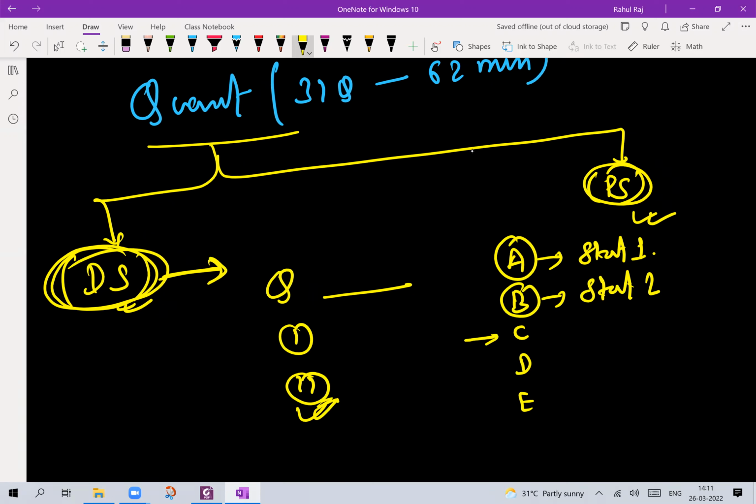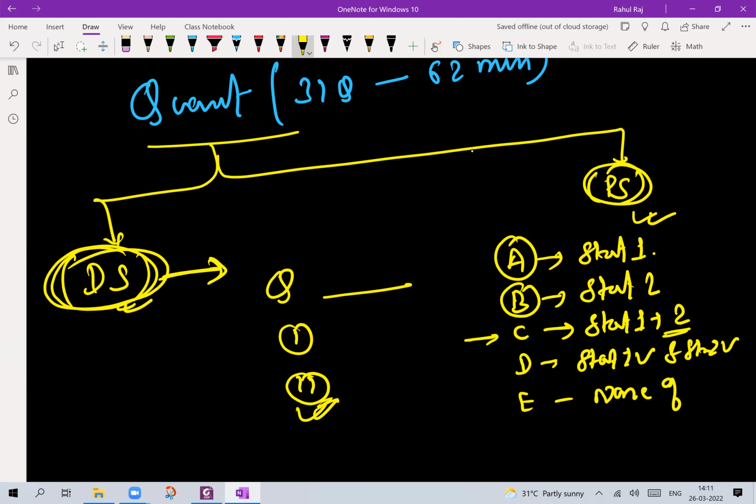Technically, please understand, when do you combine the statements? So when you can't answer the question with the help of statement number 1 or 2, only then you go ahead and combine the statements. So C says that statements number 1 and 2 both together are sufficient to answer the question. And D says statement 1 alone and statement 2 alone is sufficient to answer the question. And E says none of these, like this question cannot be answered with the help of any of the statements.